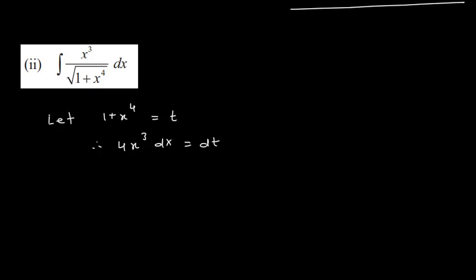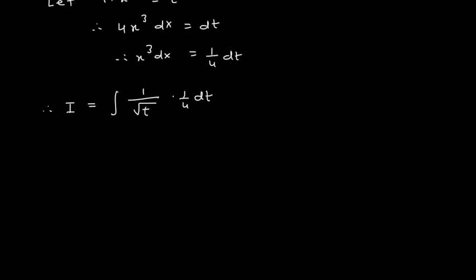So therefore x cube into dx will be equal to 1 divided by 4 dt. So I will say that I is equal to integration. Now x cube dx we can write as 1 upon 4 dt. So it is 1 upon root of t into 1 upon 4 dt. So this 1 upon 4 we can keep outside, and here it is t power minus half into dt.